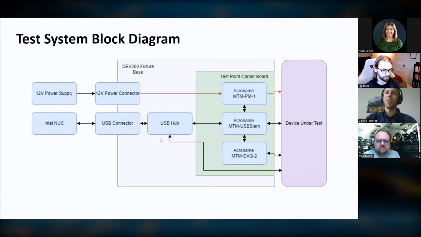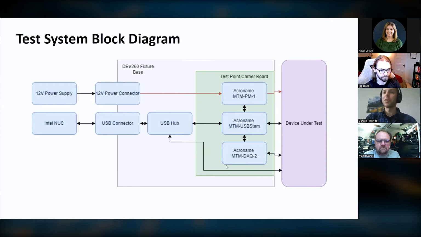For this one, it's a pretty simple little fixture base. In this case, we'd use the development fixture that we just designed on our platform. To interface with the device under test, we would design a custom test point carrier board. And within this, we'd have an MTM-PM1 module, which is a programmable power supply, the USB stem, which would do the digital I/O testing, and then the DAC2, which would do the voltage measurements.